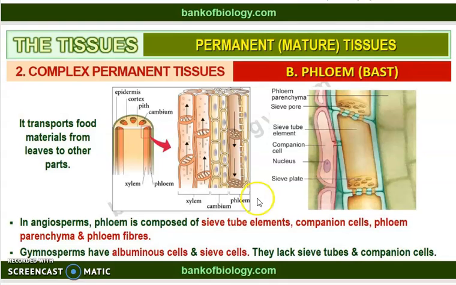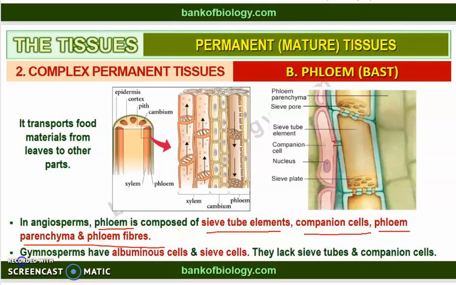So the first one is sieve tube elements, okay, and then companion cells, then phloem parenchyma and phloem fibers. So these are the 4 different elements of the phloem. Like we had 4 different elements in xylem, here phloem also has 4 different elements. Okay, and what is the phloem composed of? It is composed of sieve tube elements, companion cells, phloem parenchyma and phloem fibers.